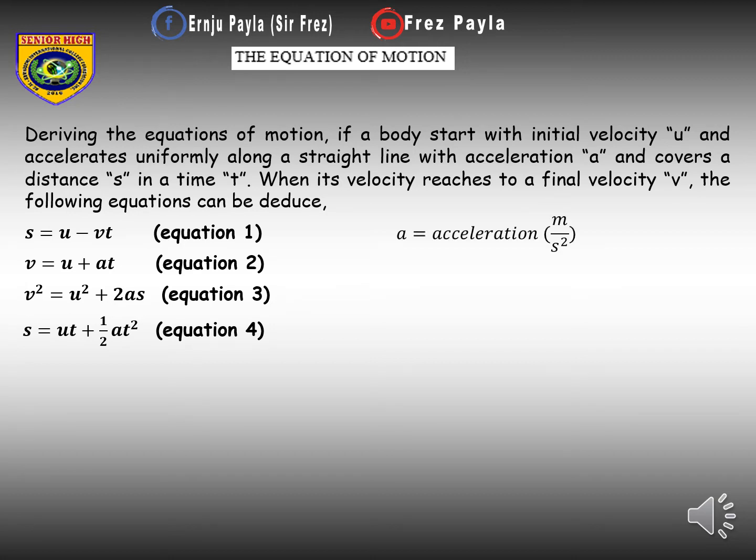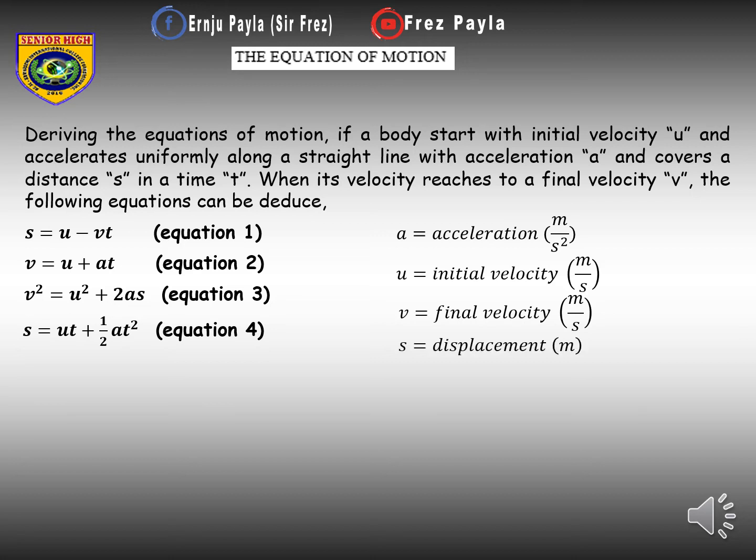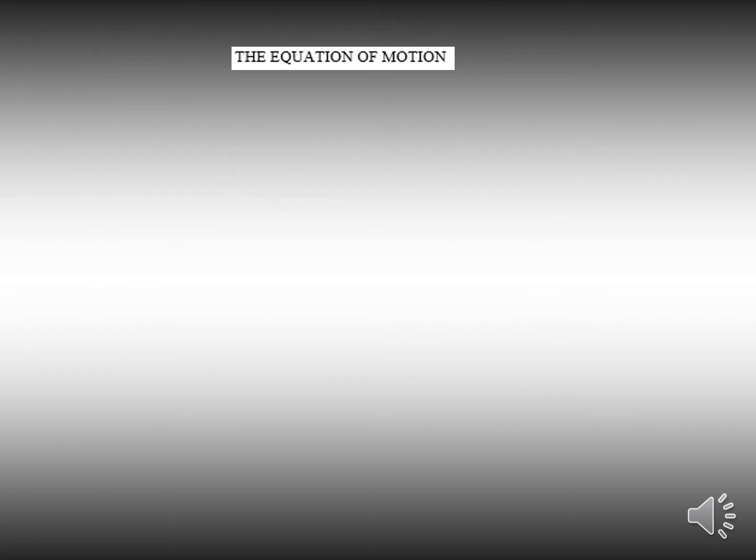Here, a is acceleration with the units of meter per second squared, u is the initial velocity with the units of meter per second, v is the final velocity with the unit of meter per second, s is the displacement with the unit of meter, and t is time with the unit of seconds. So take note.